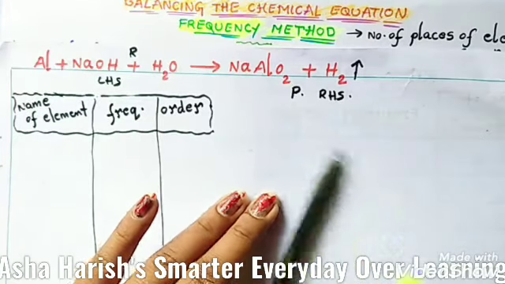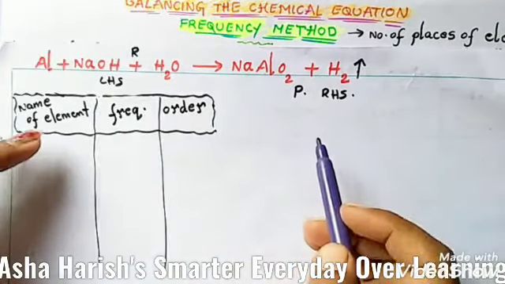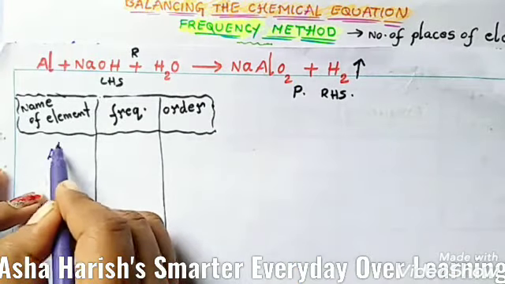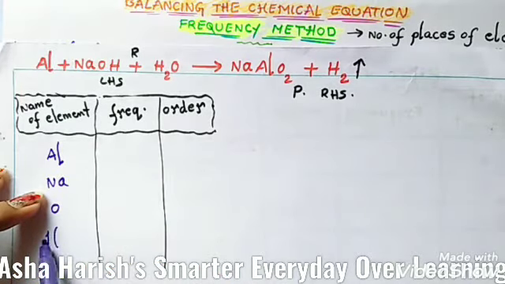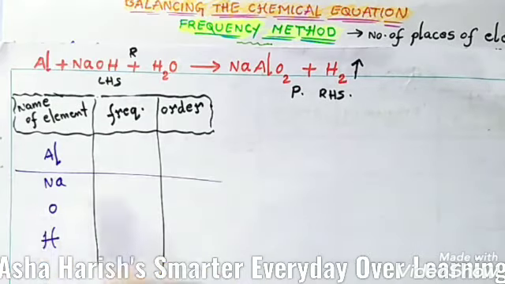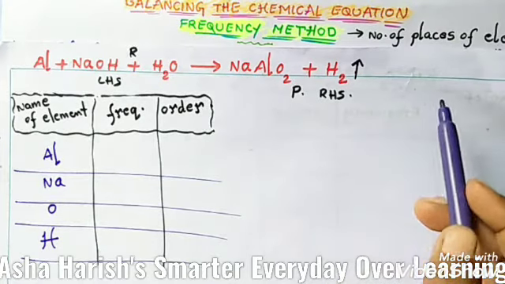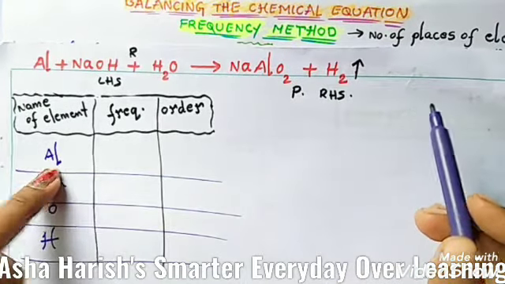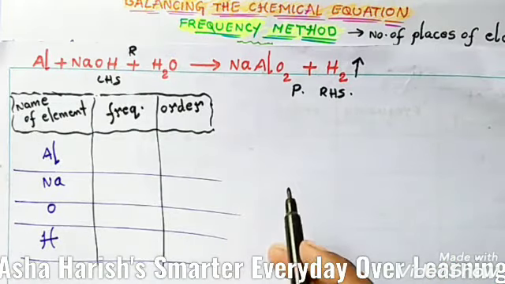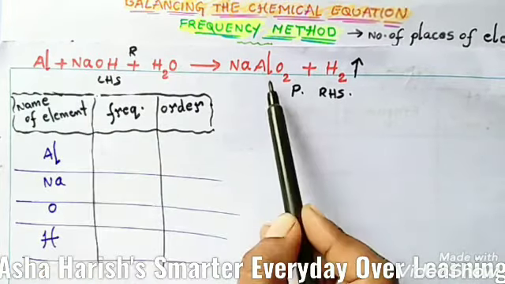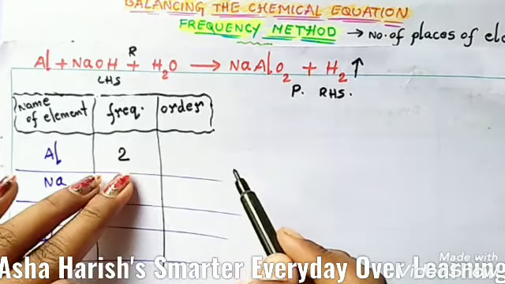Let's see now. First of all, you need to count the total number of atoms. We can segregate what elements are present here: aluminium, and students, sodium and oxygen, and the last one is hydrogen. And the frequency means the number of places where an element is located that you need to count. Coming to aluminium, at how many places is the aluminium located? Here 1, first place, and here 2. Aluminium is located at 2 places only, so the frequency of aluminium is 2.